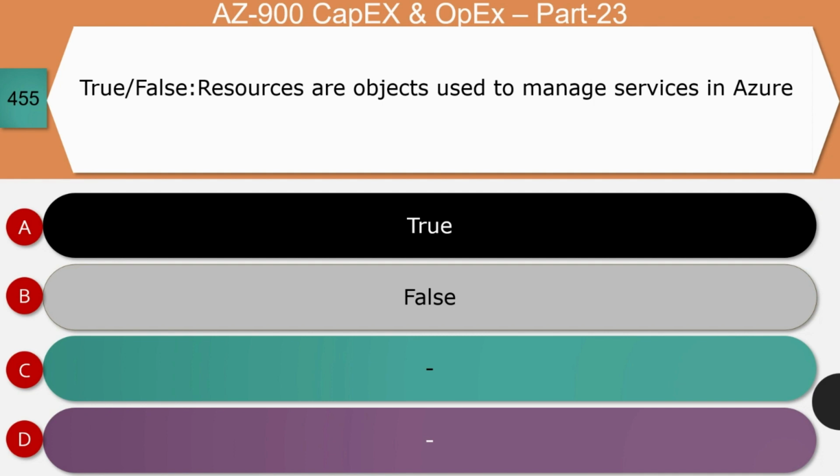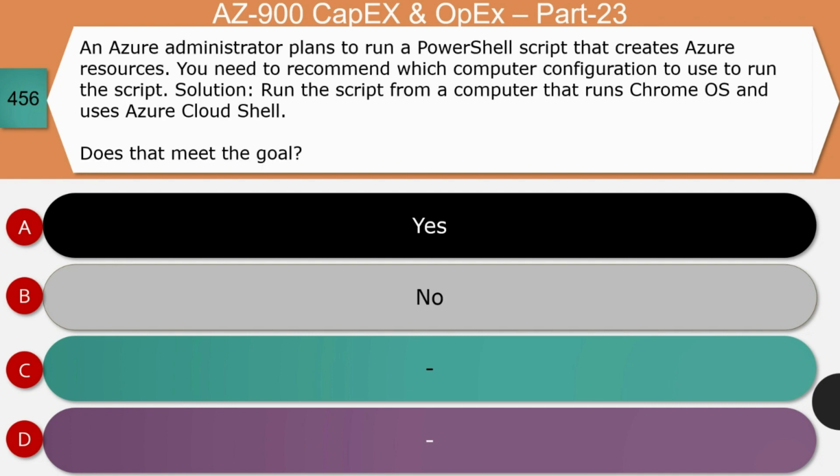Next question, true or false? Resources are objects used to manage services in Azure. Is it true or false? The right answer for this question is true. Let's see the reason. Resources are instances of services from MS Azure. They are purchased by a company to meet their development objective. And so option A is the correct answer.